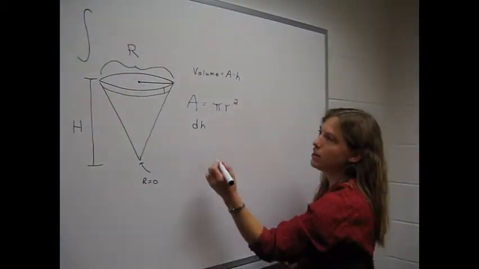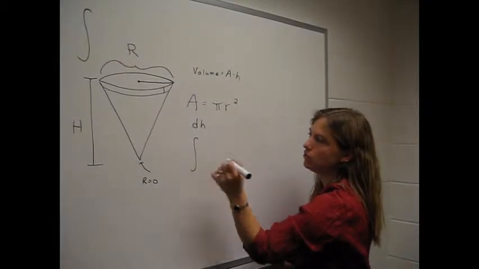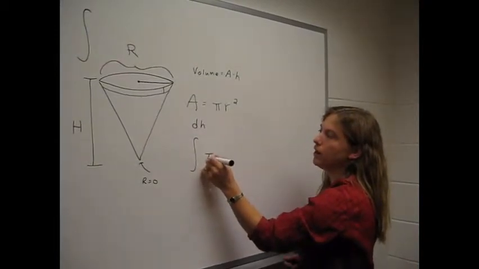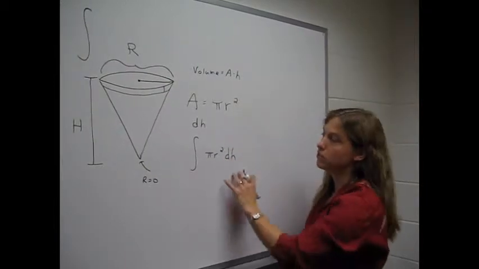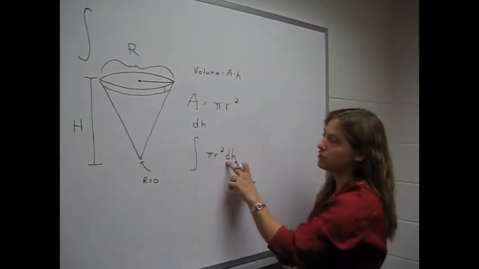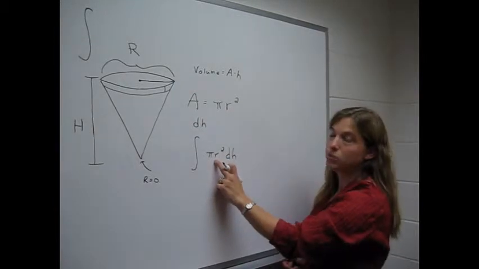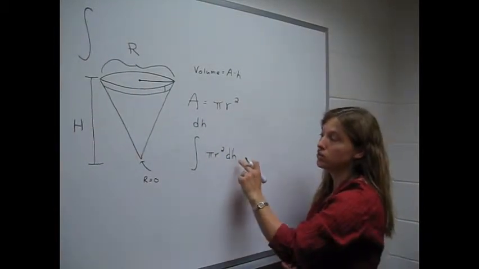So if I want to sum these up, I will have the integral of pi r squared dh. And this is what I'm going to try to solve. You notice this is dh and this is r. So what I need to do next is write r in terms of h.